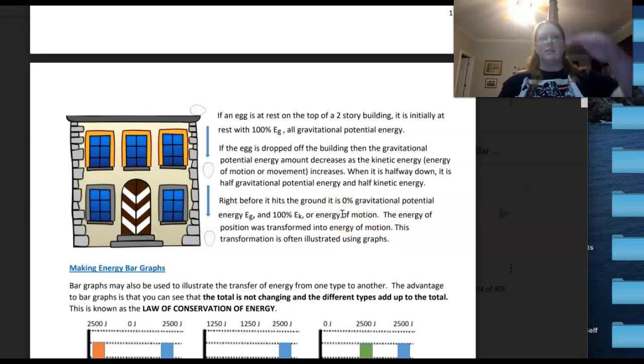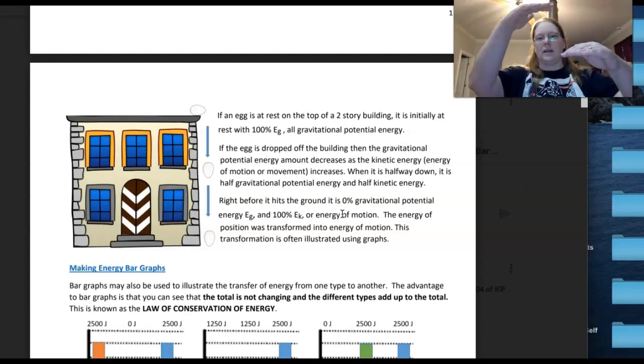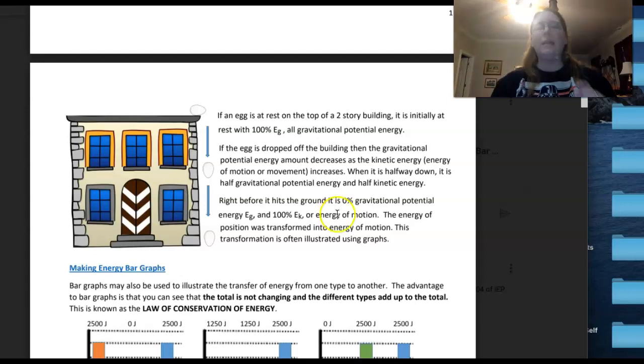So decrease in potential, increase in kinetic. Right before it hits the ground, it has 0% gravitational potential energy, because it has all converted to kinetic energy, 100%. The energy of position was transformed into energy of motion.